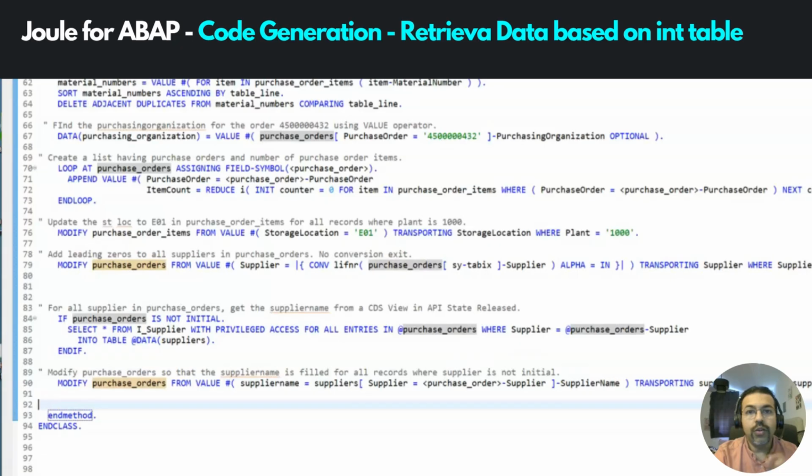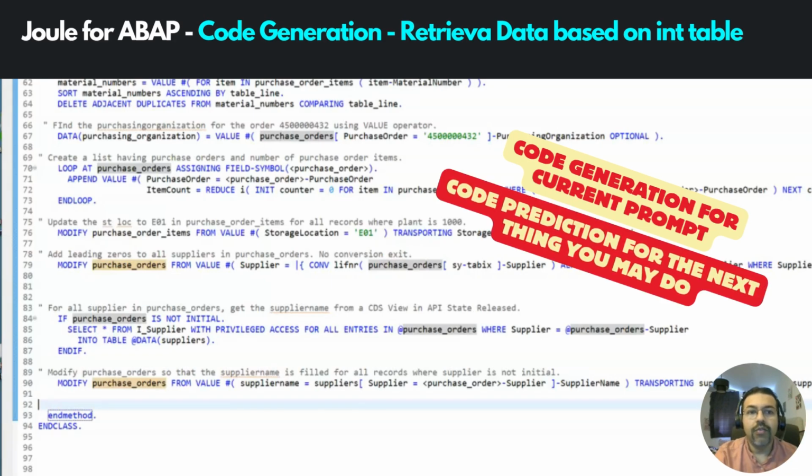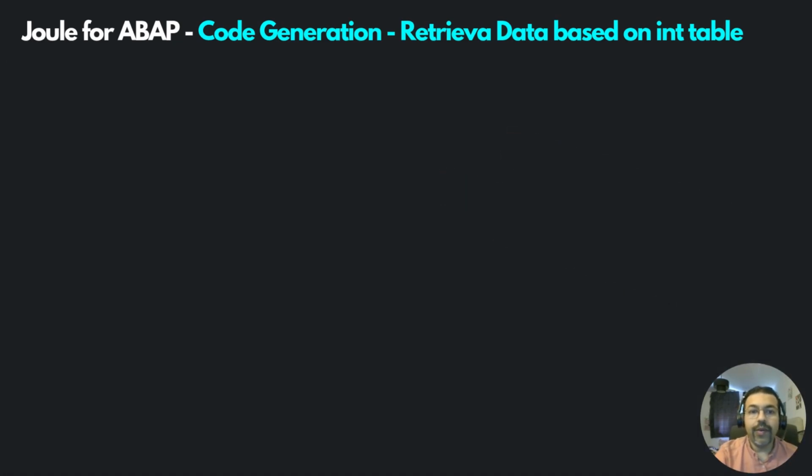So Joule not only does code generation for the current prompt that you have supplied, it is also context aware, and it knows the current situation in your source code and is able to predict what your next step might be and what is the code needed for that. Now, of course, it's not always going to be right, just like any other AI model, but in this case, it was bang on. So this is how we can use the predictive code completion capability in ABAP Cloud.